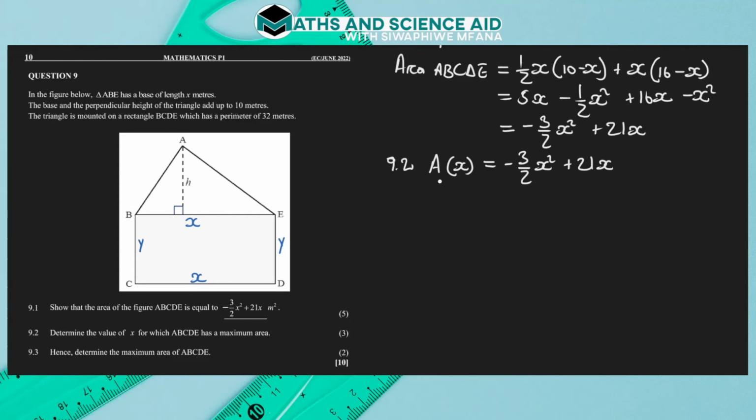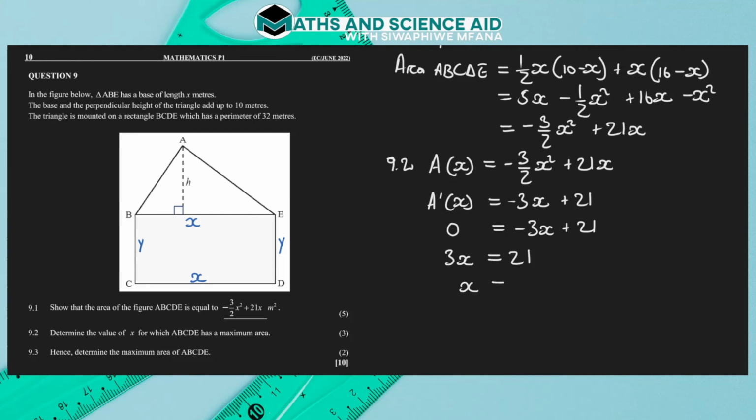And now to determine the maximum of this area, the very first thing is to work out the first derivative of this equation. So that will be negative 3 over 2 multiplied by 2, which will be negative 3. And then we'll have x into 2 minus 1, which is just x. And then this will just be plus 21. And then the next step is to set this derivative to 0 and then solve for x. So we can just transpose negative 3x into the left hand side to get positive 3x equals 21.